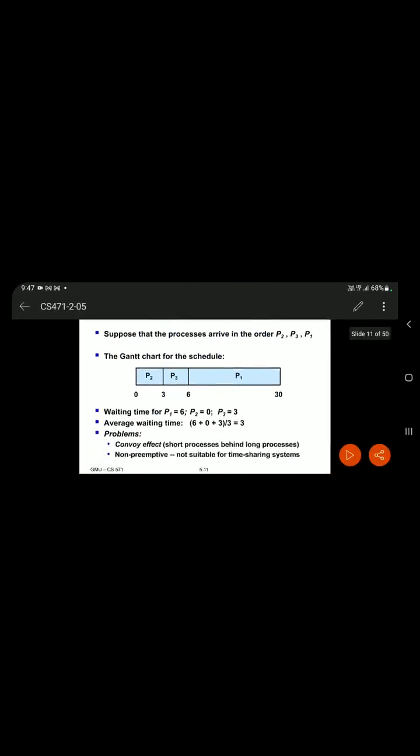Okay, now let's study some advantages and disadvantages. Firstly, it is very simple and easy to understand. FCFS provides fairness by treating all the processes equally and giving them equal opportunity to run.